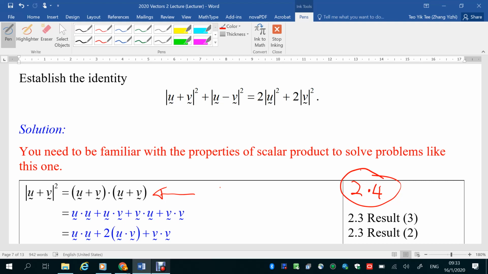u dot with u. Be careful, it's dot. It's not multiply. So the dot must be observable, can be seen. Make your dot clear. u dot u plus u dot v plus v dot u plus v dot v.